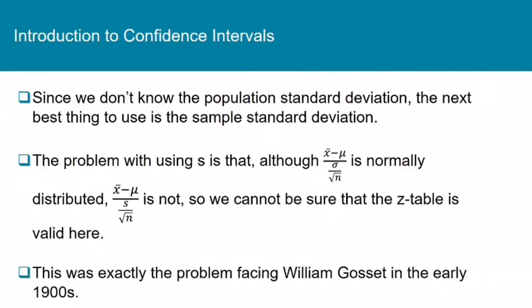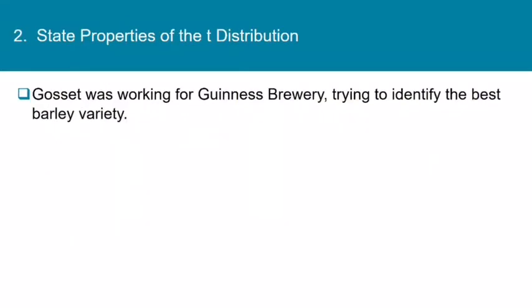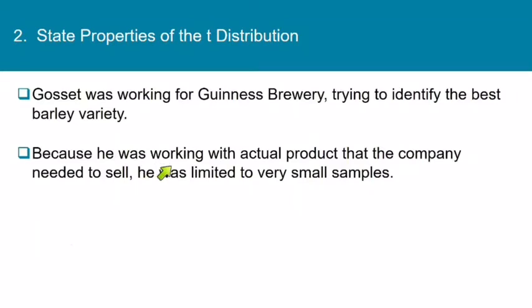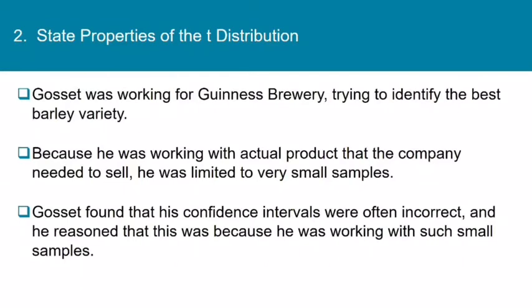Now, this was exactly the problem facing William Gossett in the early 1900s. And I know you're saying, who's William Gossett? Well, Gossett was a statistician who was working for the Guinness Brewery Company, and he was trying to identify the best barley variety for them. Because he was working with actual product that the company needed to sell, he was limited to very small samples. They couldn't afford to let him drill holes and take samples in every keg of beer they produced because they needed to sell it to stay in business.